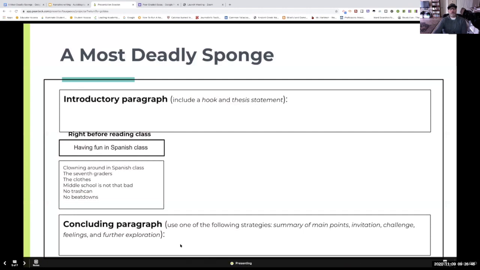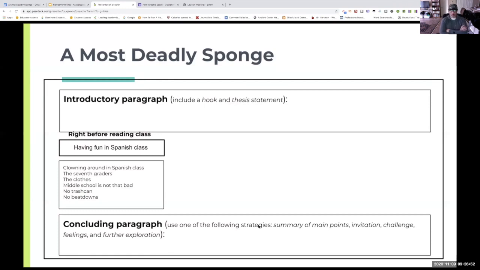So here is my graphic organizer for this particular essay. A most deadly sponge. This graphic organizer should look familiar, and this is sort of what I did. You'll see that there's no introductory paragraph. I haven't gotten there yet. We've got the first body paragraph and there's no concluding paragraph. So what we're looking at is right here.